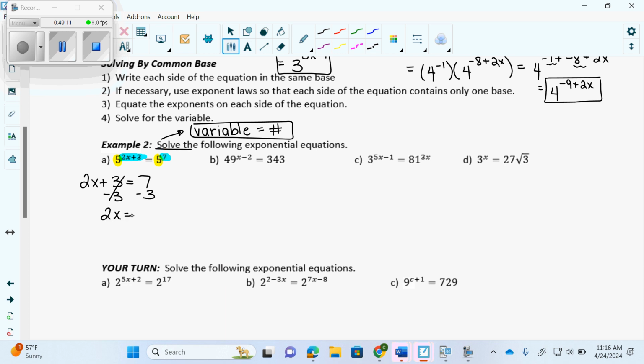2x equals 4. Back to still in grade 7. How do I get the x by itself? X equals 2. Box it, send it, hope for the best. No.